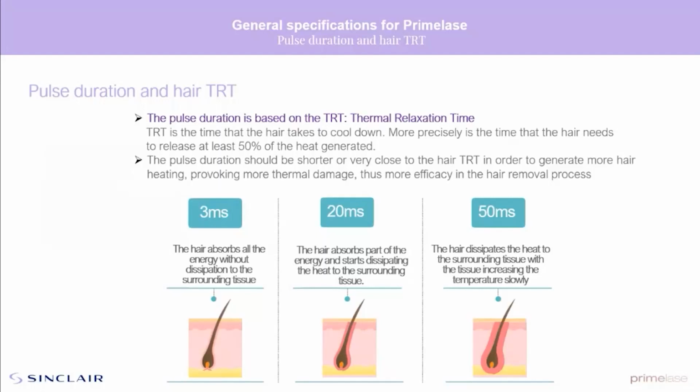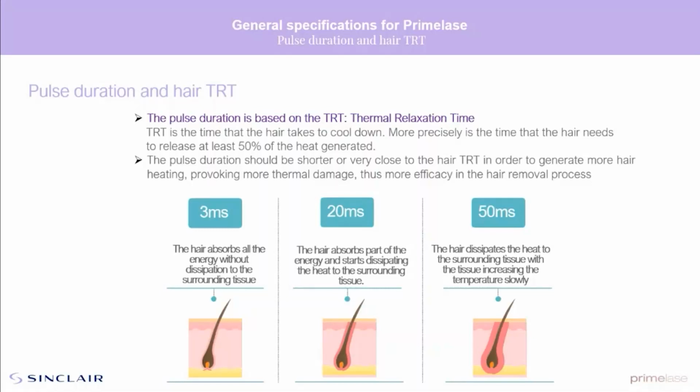The concept TRT means the thermal relaxation time. It is the time that the hair needs to cool down. In other words, it's the time that the hair needs to release at least 50% of the heat. So the pulse duration, which means the time that the laser is emitting the pulse, should always be shorter or very close to the TRT in order to really be effective on this process.